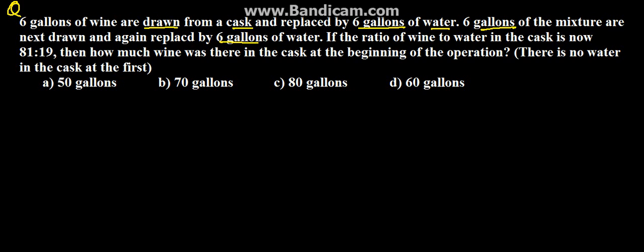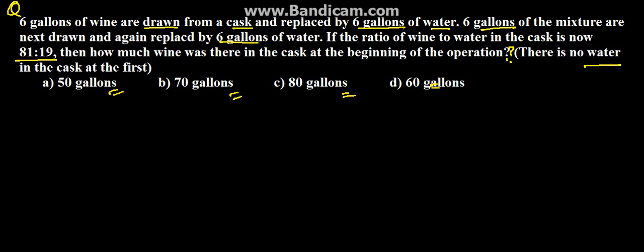If the ratio of the wine to water in the cask is now 81 is to 19, then how much wine was there in the cask at the beginning of the operation? So we need to find how much wine was there at the beginning of the operation. We are given in brackets that there was no water in the cask at the beginning, and the options given are 50 gallons, 70 gallons, 80 gallons and 60 gallons.